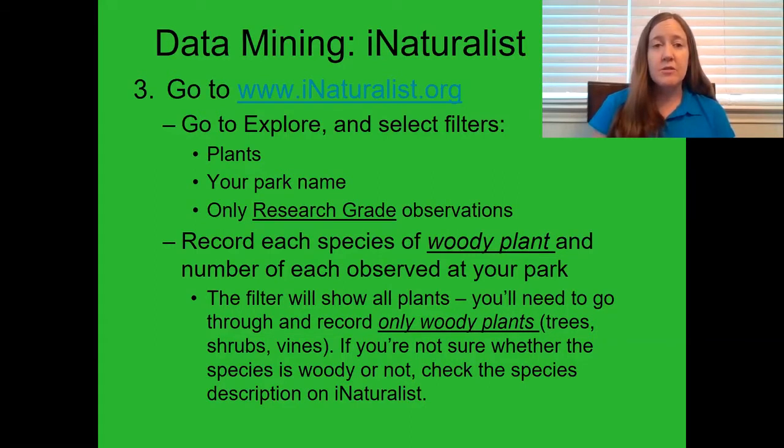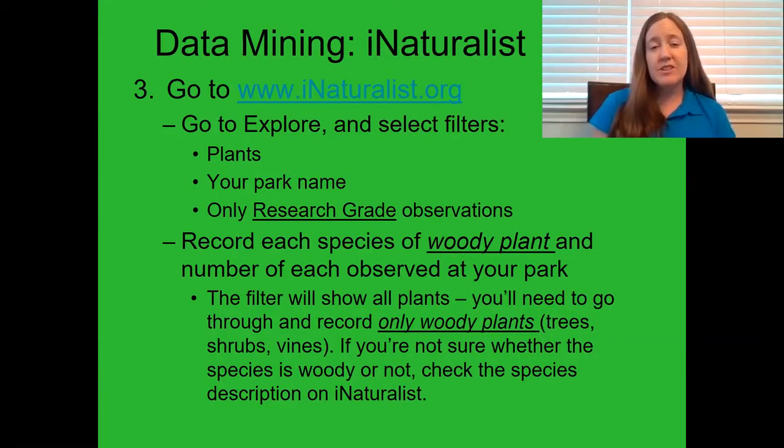Right? So for example, you can filter for only returning plants at your park, right, for location, and make sure that you set your filter to include only research grade observations. Right? Then it'll return a list of plant species that have been found at your park that meet those qualifications. And in your spreadsheet, you want to record each woody plant and the number of them observed at your park.